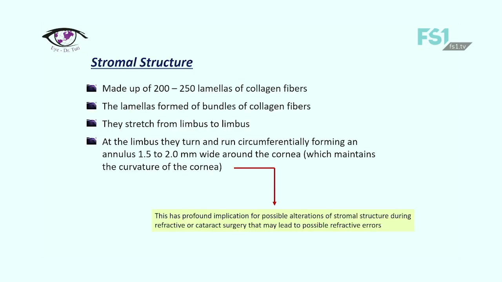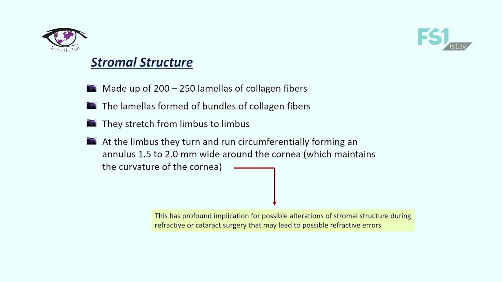As you may remember from my previous presentation, cornea as a refractive medium, this is the slide from that presentation where I briefly talked about each layer of the cornea. So I have this slide also here where I describe the stromal structure. We know already that the stromal structure is made up of 200-250 lamellae of collagen fibers. And the lamellae are formed of bundles of collagen fibers. They stretch from limbus to limbus.